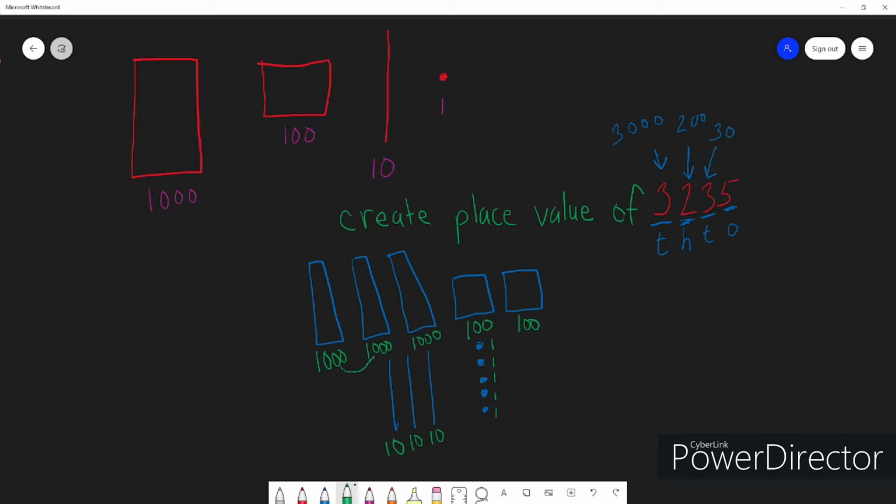1,000 plus 1,000 is 2,000, plus another 1,000 is 3,000. So we have 3,000. We'll hold that here. Next, we're dealing with the hundreds. So that's 100 plus 100. So we know that it's now 200. Next, we have in the 10 spot 3 tens: 10, 20, 30. So we put it at 30. And then for the dots, 1, 2, 3, 4, 5. 3,235.